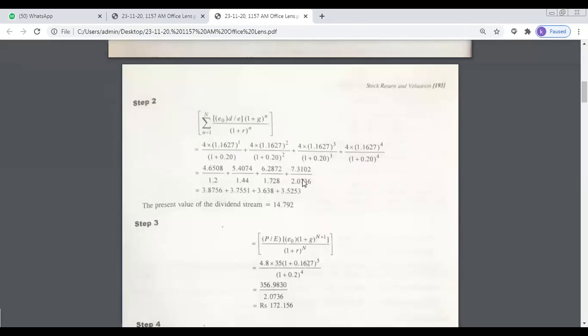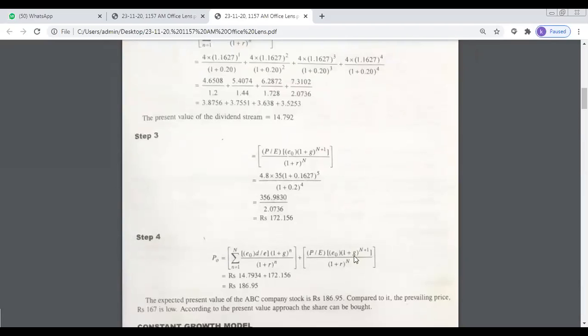Yes, sir. So you have to add this, and when you add it, the final answer that you get is 14.79. This is called the present value of dividends. You will receive dividend in the first year, second year, third year, fourth year, fifth year. So this particular bracket is nothing but finding out the present value of dividends. And this value is finding out the present value of capital appreciation. In other words, this is your current return, this is your capital return. When you add both the things, you get total return. That's it.